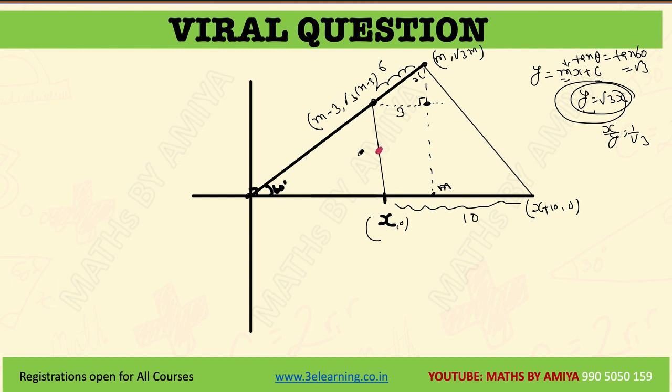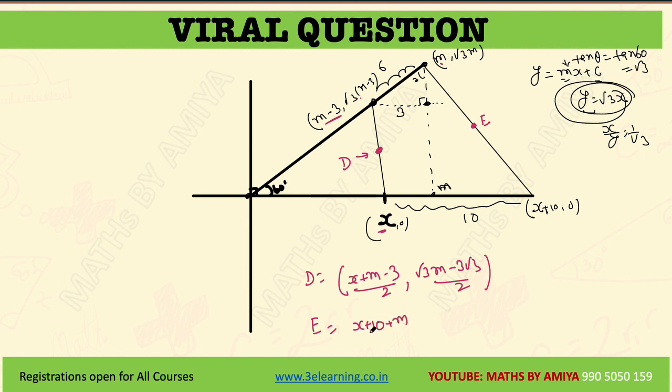We need to find the coordinates of the midpoint, say D, and the midpoint, say E, and then find the distance between them. Perfectly fine. So what are the coordinates of D? By the midpoint formula, the x coordinate is (x + m - 3) divided by 2, and the y coordinate is (0 + root 3 (m - 3)) divided by 2, so root 3 (m - 3) divided by 2. Now we need to find the coordinates of E. We have m and x + 10, so this would be (x + 10 + m) divided by 2, comma, for the y, root 3 m plus 0 divided by 2, which is root 3 m divided by 2.